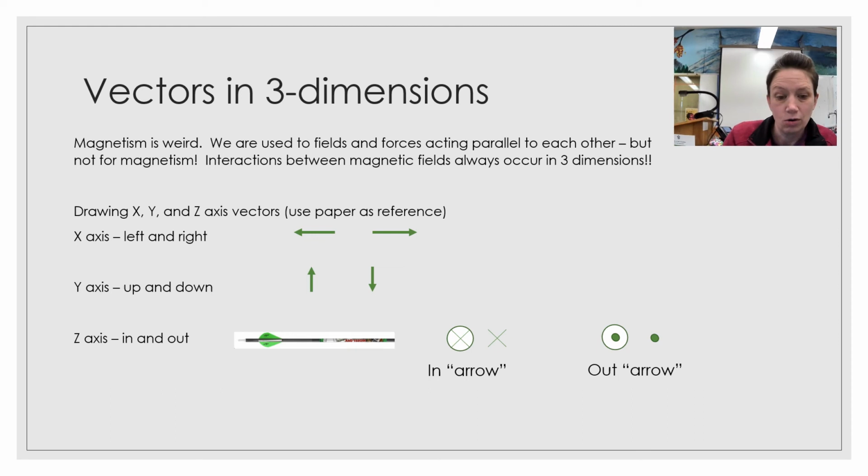Out, if you imagine the arrow coming out of the paper, it would be like the tip of the arrow coming out at you. And so we're going to draw out vectors with either just a plain dot or a dot with a circle around it. And this can be any of our vectors: field, force, current, velocity, any of those kinds of things can be represented with any of these vector arrows.